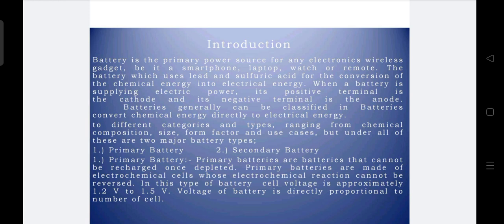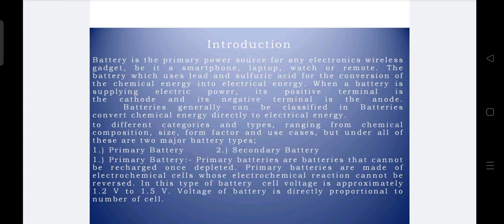Batteries generally can be classified in different categories and types. They range from chemical composition, size, form factors and use case, but under all of these are two major battery types. First, primary battery. Second, secondary battery. Batteries convert chemical energy directly to electrical energy.